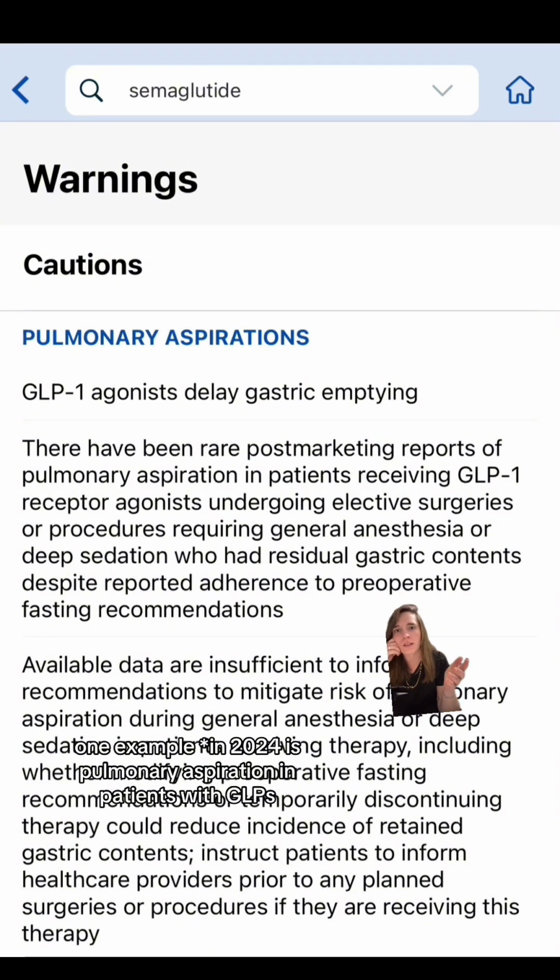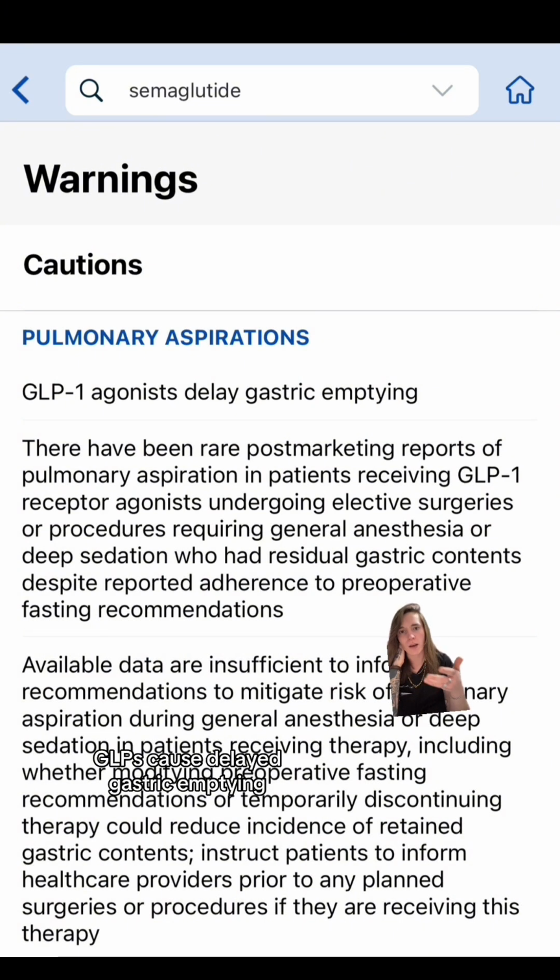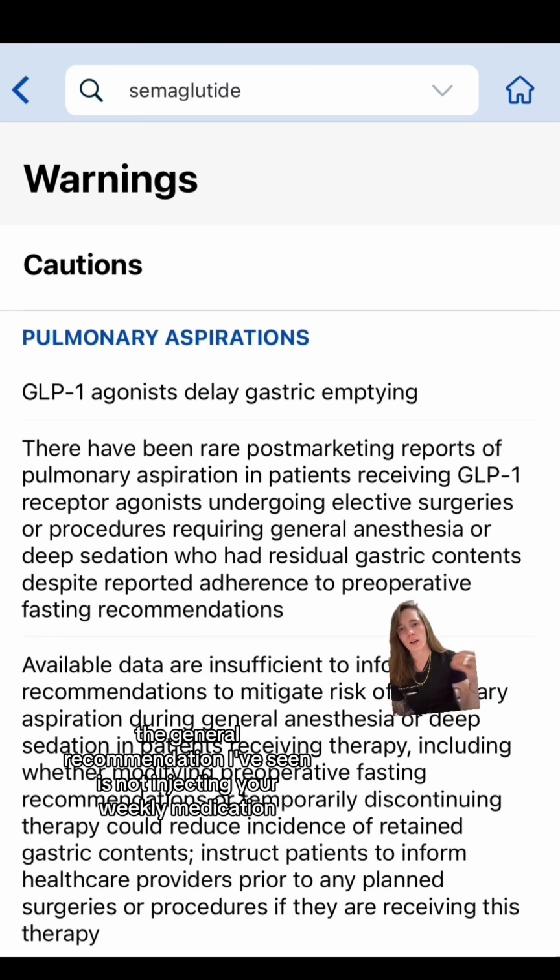One example this year is pulmonary aspiration in patients on GLPs during surgical procedures requiring general anesthesia or deep sedation. This is despite recommended fasting or liquid diets 24 hours before surgery. GLPs cause delayed gastric emptying. This is kind of how they work. Despite fasting 24 hours before their procedures, some patients might have residual gastric contents. The general recommendation I've seen is not injecting your weekly medication at least a week before your procedure.